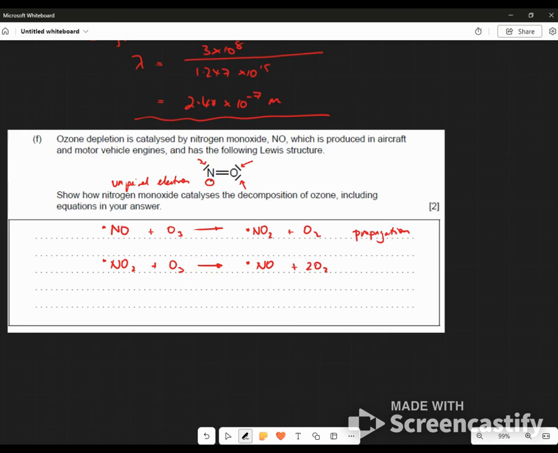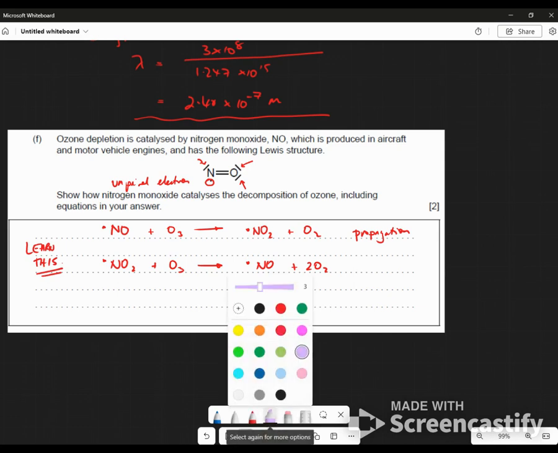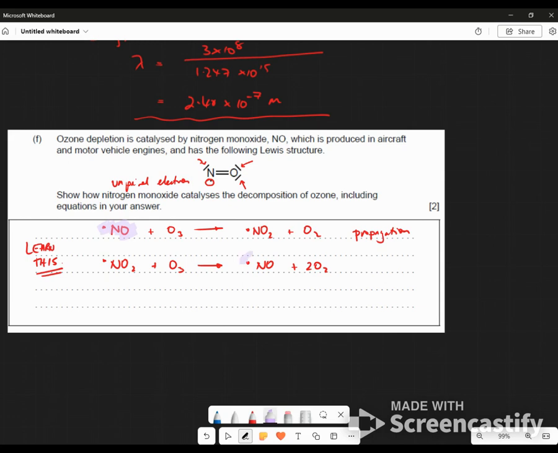All right, so these have just got to be learned, I'm afraid. Learn this. Okay. The nice thing here, if you like, is the regeneration. So NO is regenerated. That's catalytic behavior. And if you started at this one, the NO2 is also regenerated.